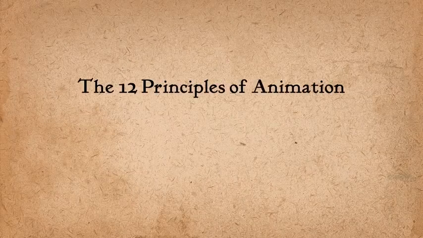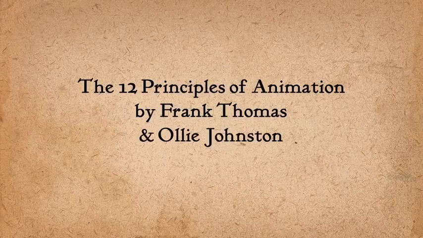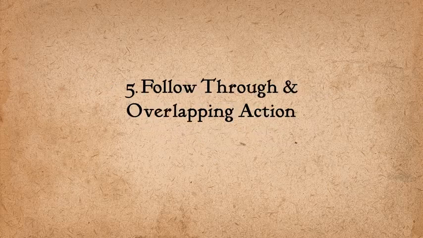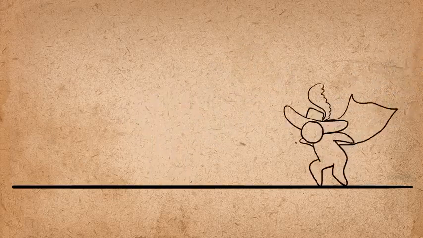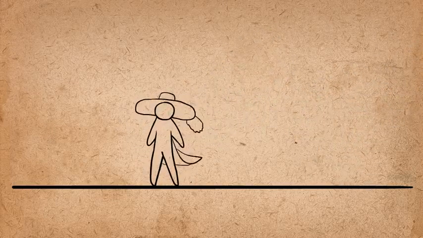This video is based on the 12 principles of animation as described by Frank Thomas and Ollie Johnston. Alright, so the next principle of animation is called follow-through and overlapping action. This is the technique of having body parts and appendages drag behind the rest of the body and continue to move when the body stops.